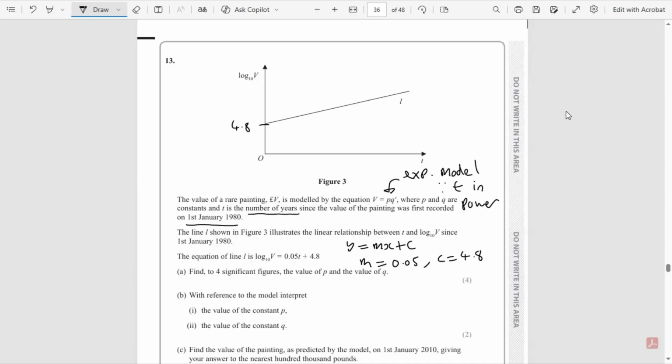Great. So the question, part A, says find, to 4 significant figures, let's just underline that, the value of P and the value of Q.